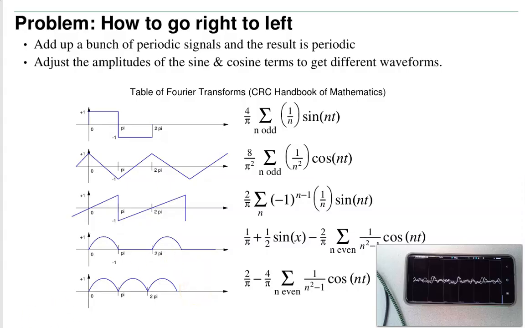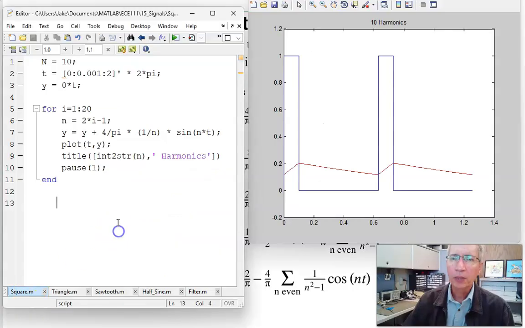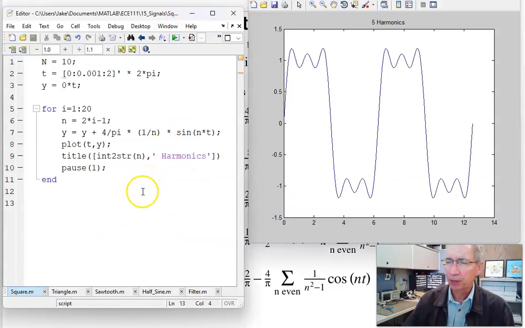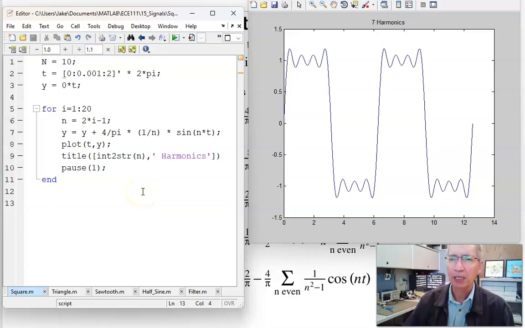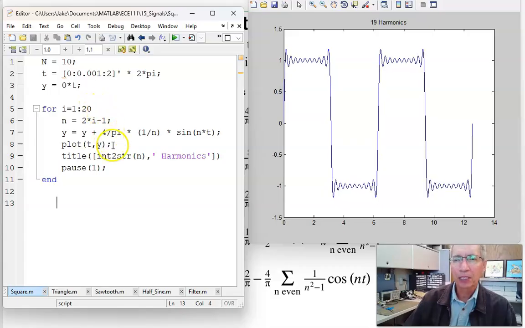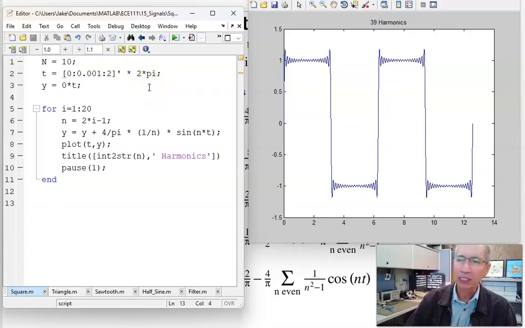I can see that in MATLAB. So in MATLAB, here's a script. It just uses those weightings from the CRC Handbook of Mathematics and starts adding them up. I start with the DC term, add in the first harmonic, second harmonic, third harmonic. Each harmonic is a multiple of the fundamental. Here the fundamental is 2 pi, 1 radian per second. The reason I did that is because 1's a nice number.